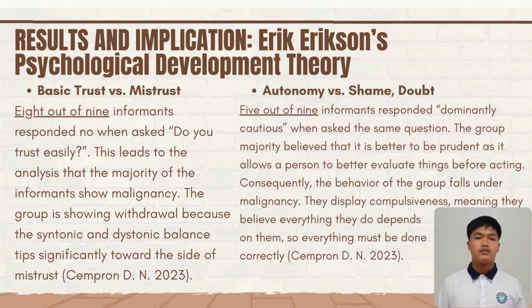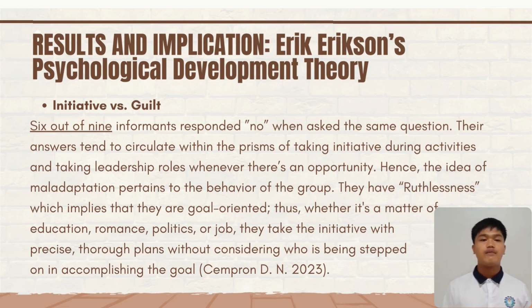Second, autonomy versus shame and doubt. 5 out of 9 informants are dominantly cautious. This indicates a preference for prudence, leading to a tendency towards compulsiveness and a belief in personal responsibility for process execution. Third, initiative versus guilt.